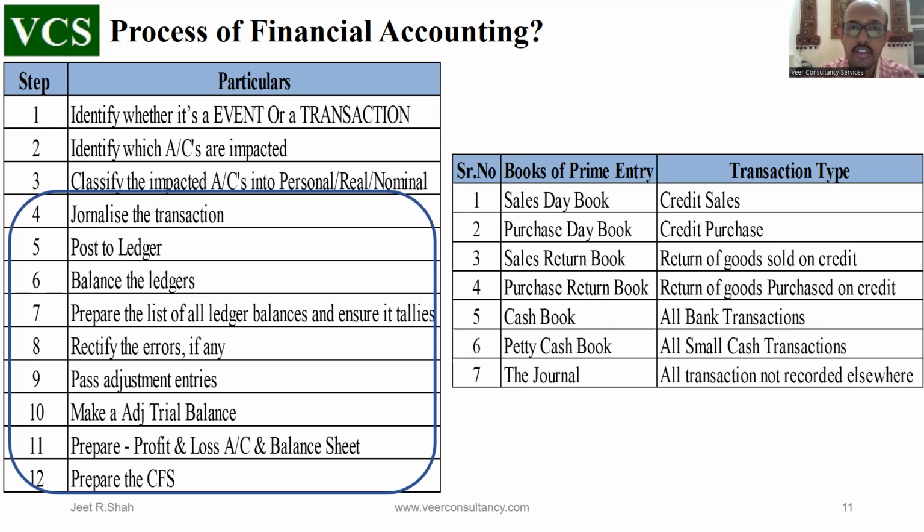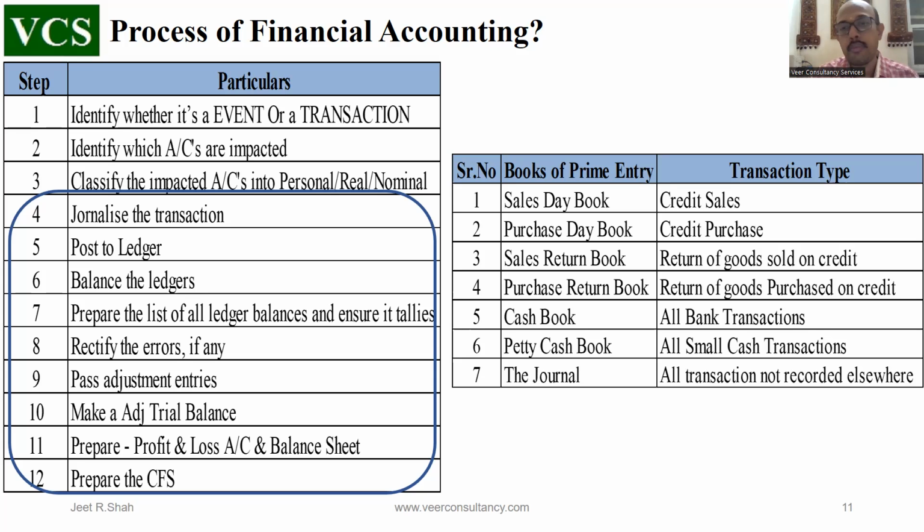Now, don't worry, you will see all this as we go ahead. क्या होता है, कैसे होता है. Right now, you just listen to what I'm saying over here. After you have prepared the trial balance, then you prepare the profit and loss account and the balance sheet. And once both these critical financial statements are prepared, the last statement that you prepare is the cash flow statement.